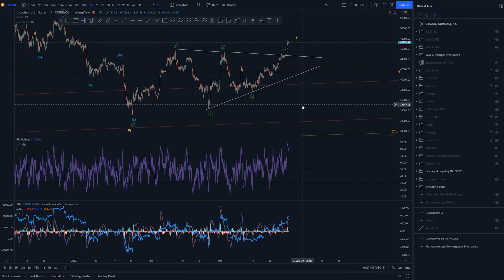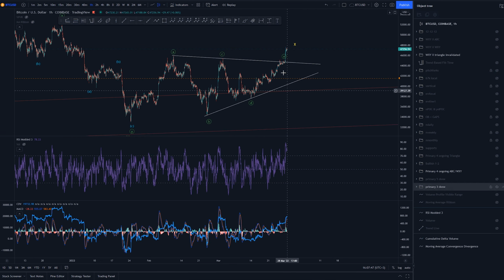Now this is the first one that it invalidated. This triangle idea that a lot of people were looking at. When the price goes above C here and especially above A, the triangle gets invalidated because the last E just can't go past these in price. So this whole count is invalidated.